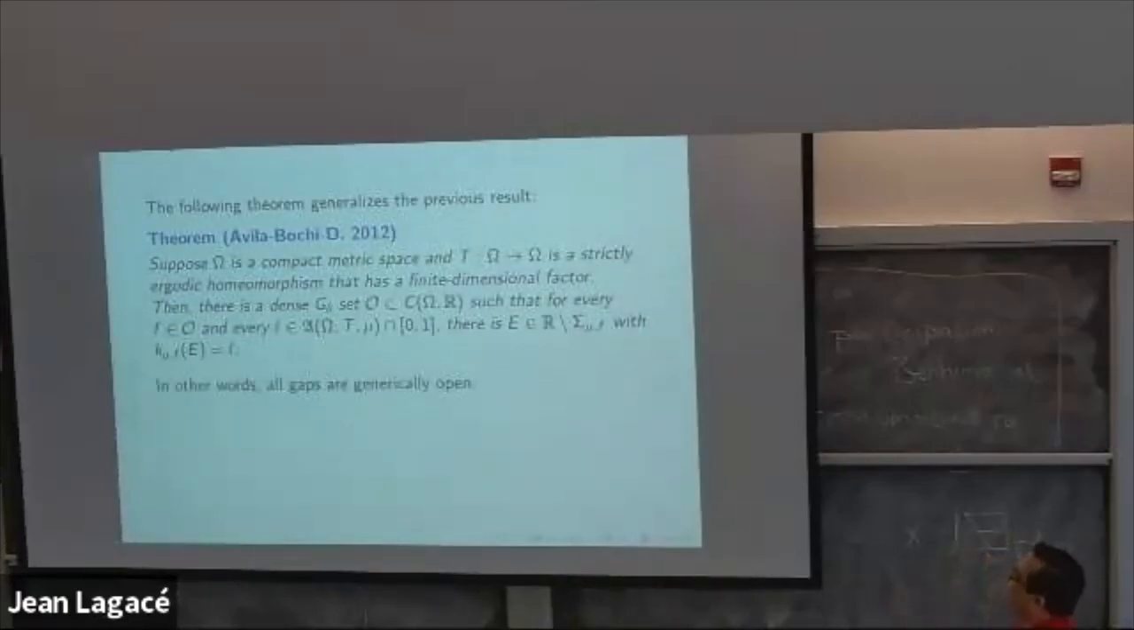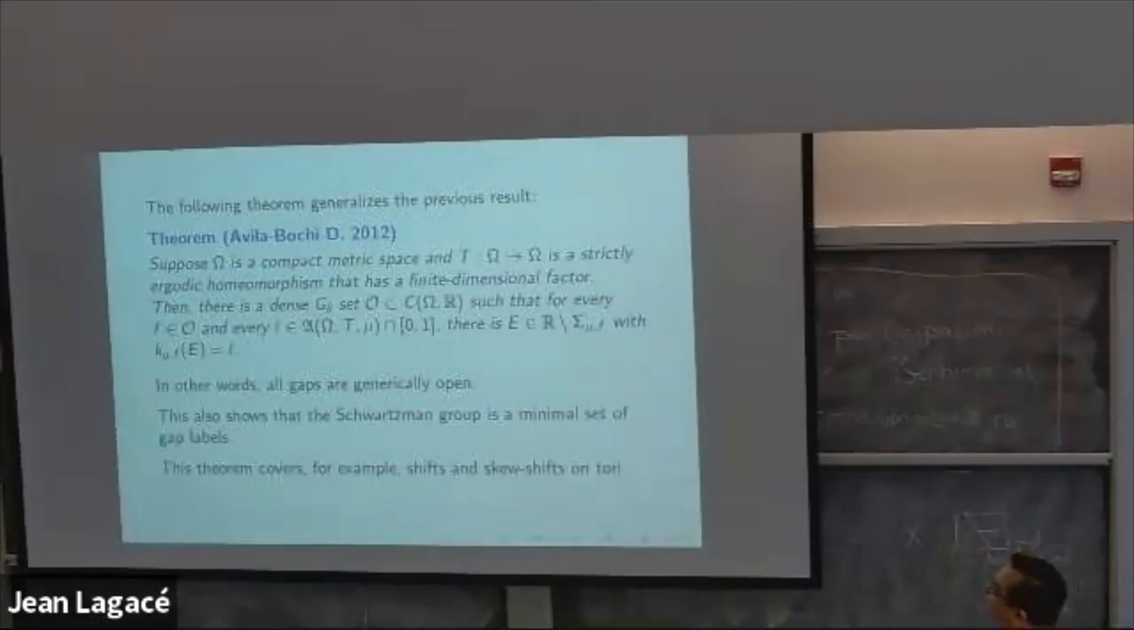Okay. So, as I said before, under these assumptions, the Schwarzman group really is a minimal set of gap labels. For that, you don't need this genericity. You just need one F for which these labels appear. But this is another thing: a question, if anyone is interested. It's a summer school, so it's good to propose some problems. I've mentioned this K-theory gap labeling, and there are two natural questions to which I don't have the answer. I don't know if anyone does.